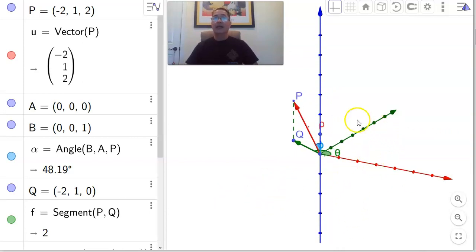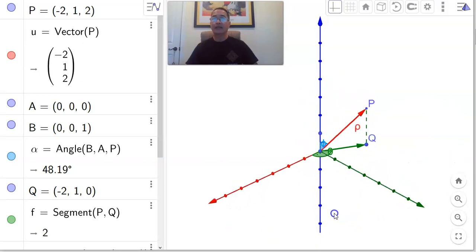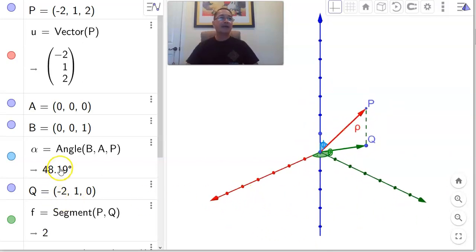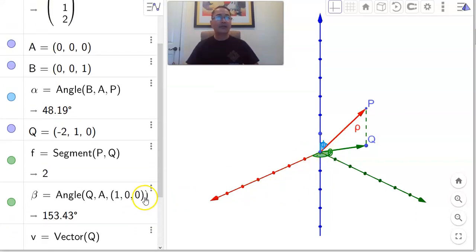There you go. And as you can see, I'm only showing the positive X and Y axes. So you can, as usual, rotate it that way. There you go. So I have also the point Q, which is down on the XY plane. And again, I make an angle between Q, the origin, and the x-axis, which is (1, 0, 0). So that is what we have for theta.